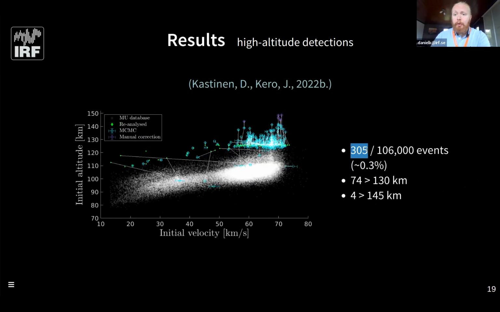So this was 305 events out of 106,000 survived in this high altitude regime. So it's not a lot. Only 4 events were above 145 kilometers. So that's like very, very few.